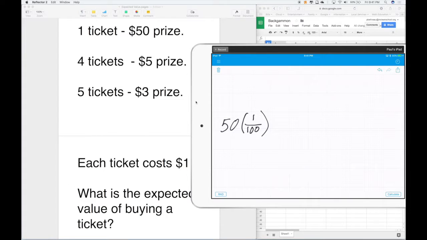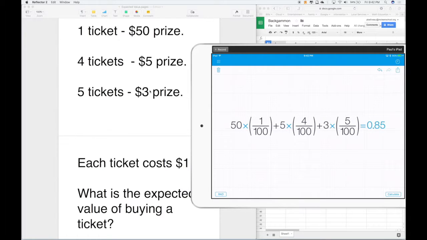But then there's the $5 prize. How often should that happen? Well, that should happen 4 times out of every 100 tickets that I buy. This $3 prize, that should happen 5 times out of every 100 I buy. These come out to an anticipated average of 85 cents.